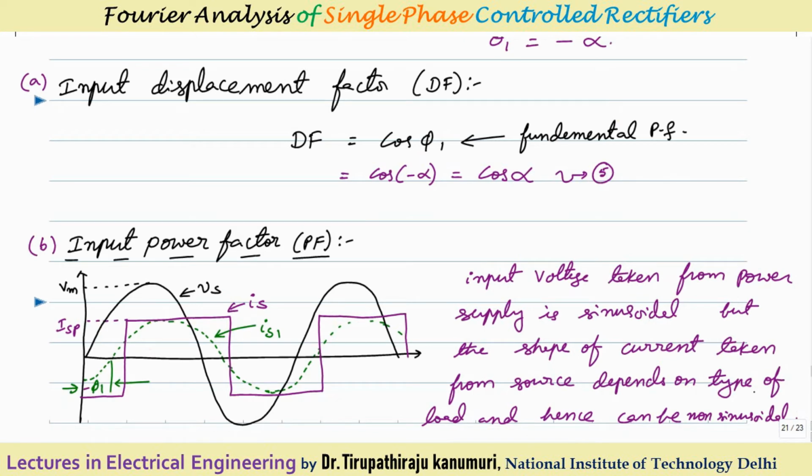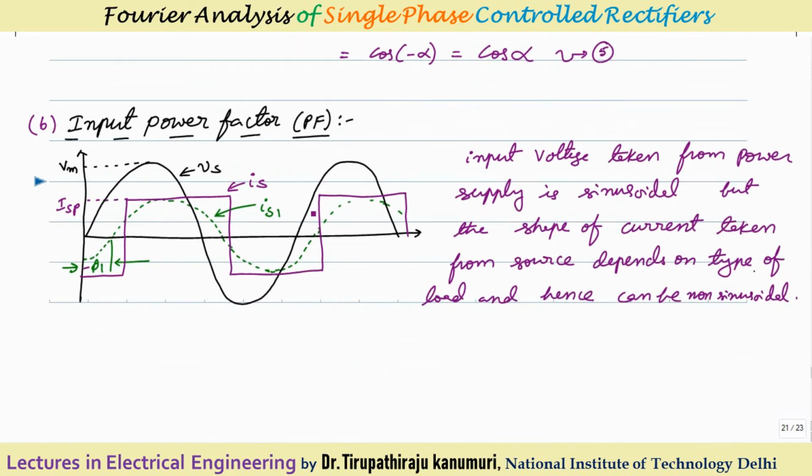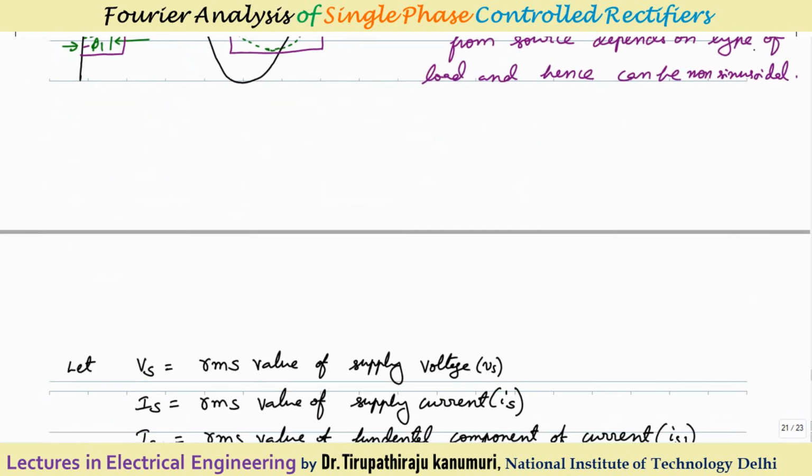So let us proceed further. Now coming to the input power factor. Input power factor means the input voltage taken from the power supply is sinusoidal, but the shape of the current taken from the source depends on the type of the load, and hence it is generally non-sinusoidal. Even in our case also it is non-sinusoidal.